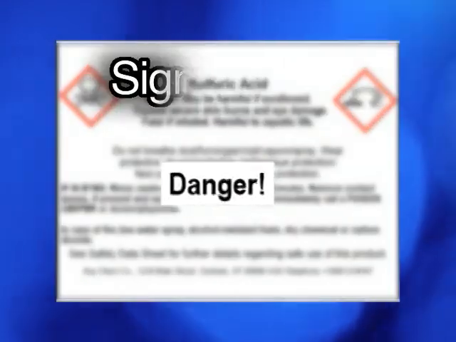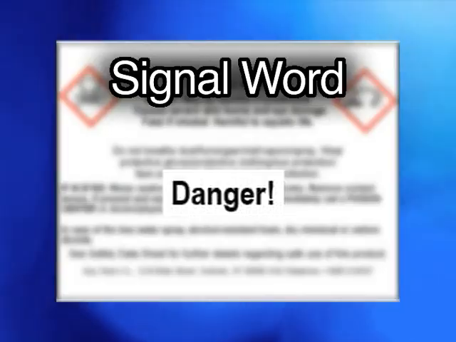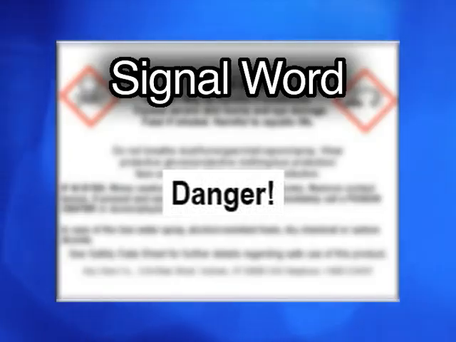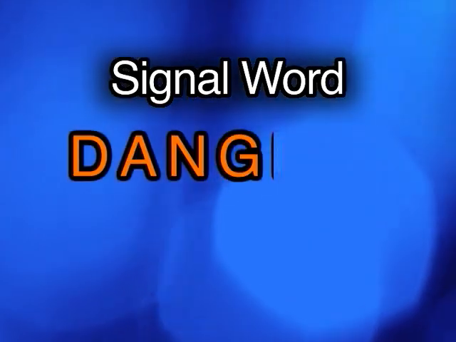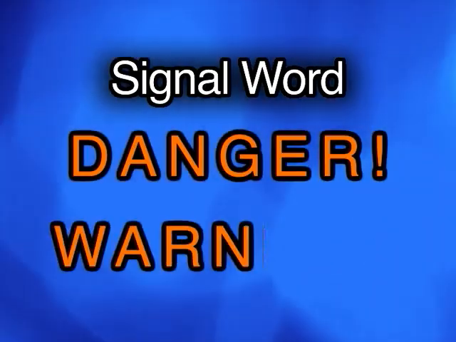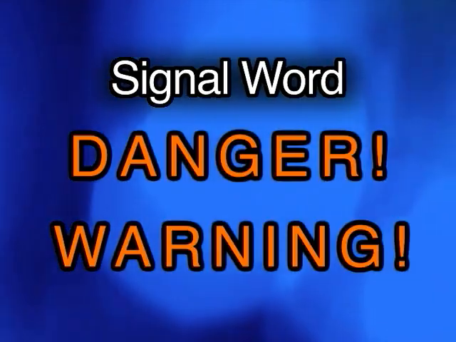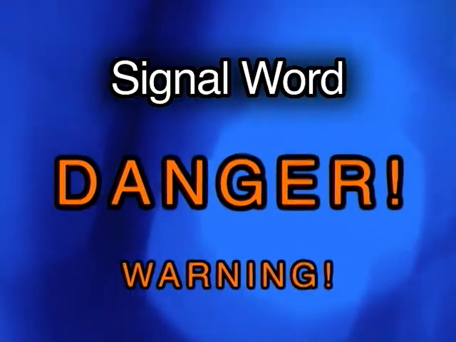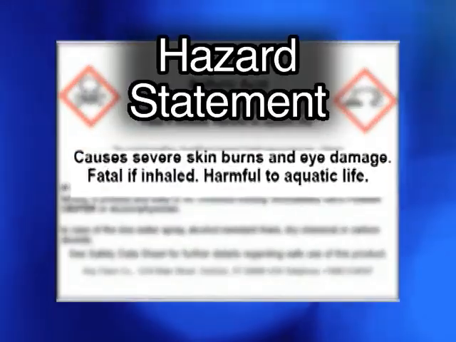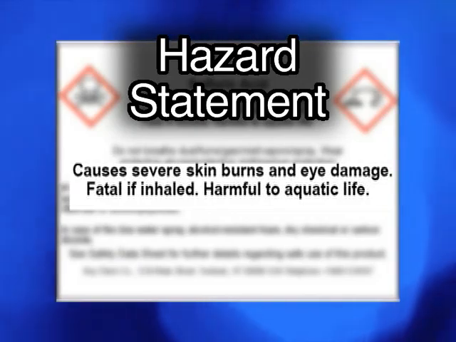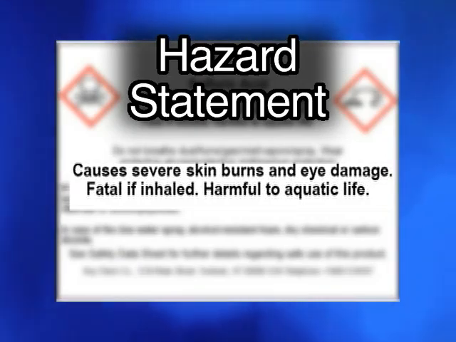Signal word. A word used to alert employees of a potential hazard and its relative level of severity. Two signal words used are danger, used for more severe hazards, and warning, used for the less severe hazards. Only one word will be present on a label. If danger is included, then warning should not appear. Hazard statement. A statement describing the nature of the chemical hazard, including, where appropriate, the degree of hazard.